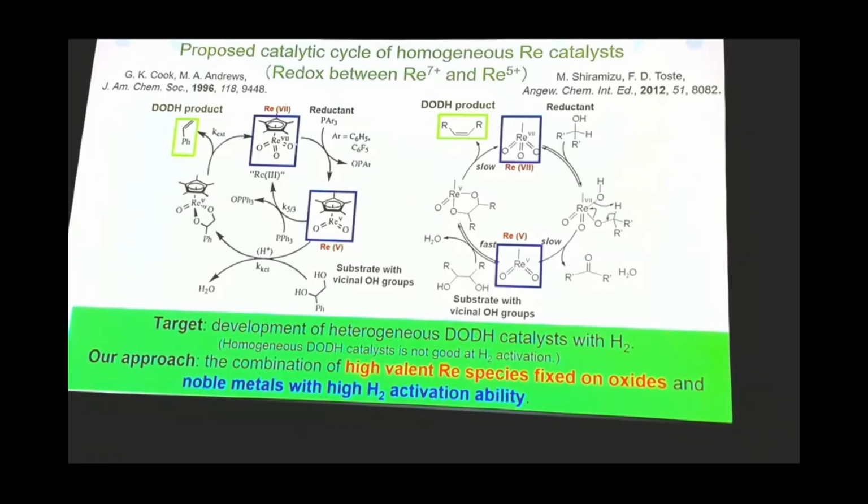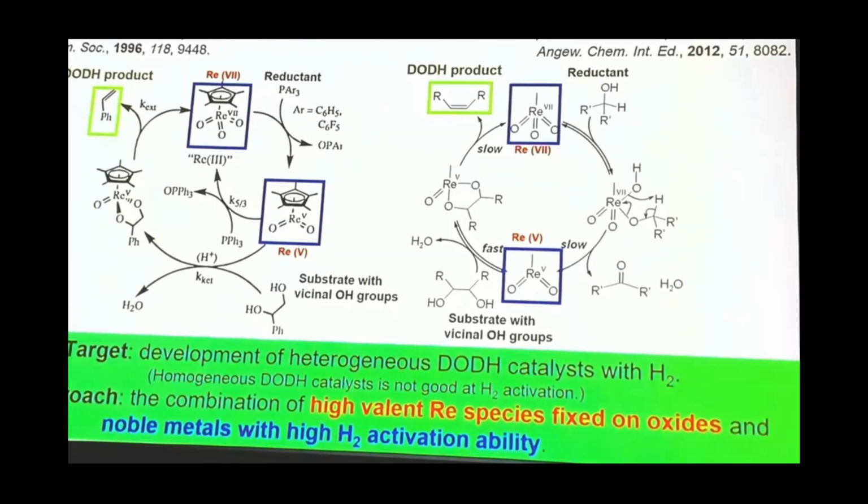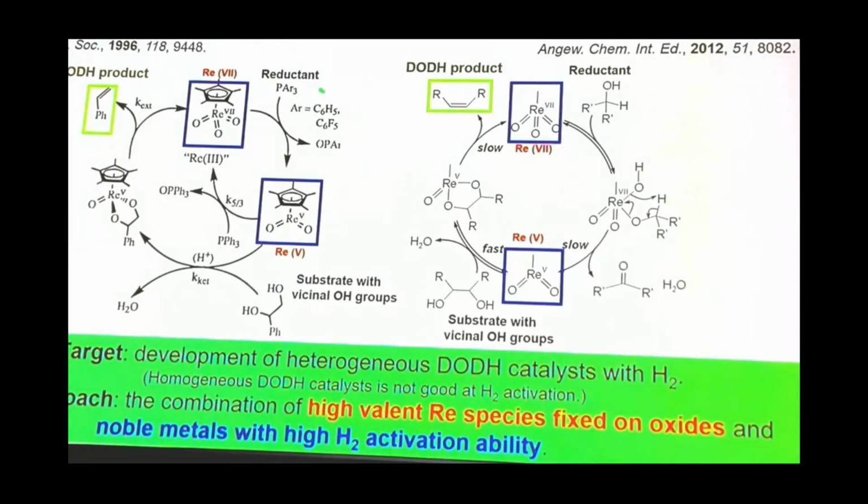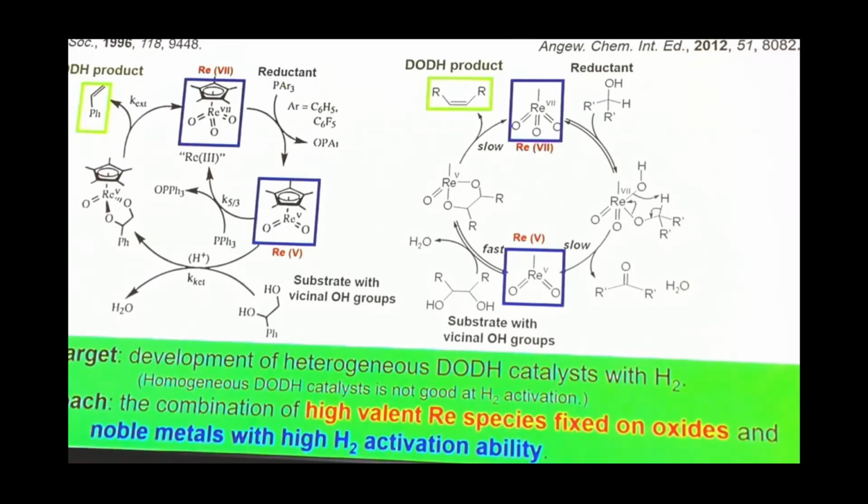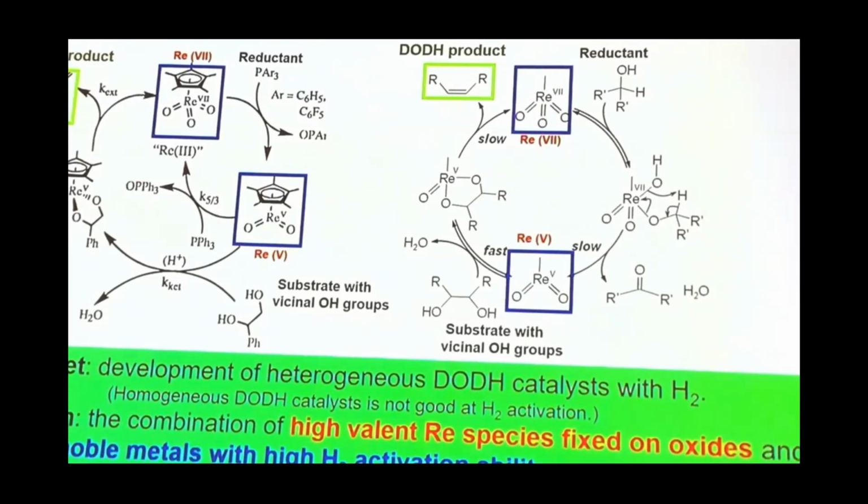The rhenium 7+ is here. The rhenium 7+ is reduced to rhenium 5+ by using a suitable reductant. For example, and so on. And the diolate is formed, and the reaction of the diolate proceeds to give the cis-double bond products.